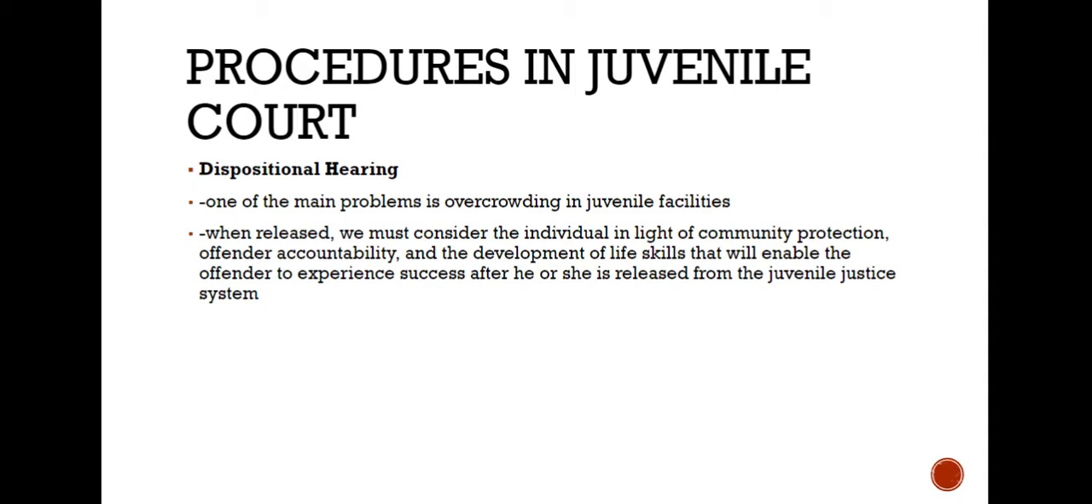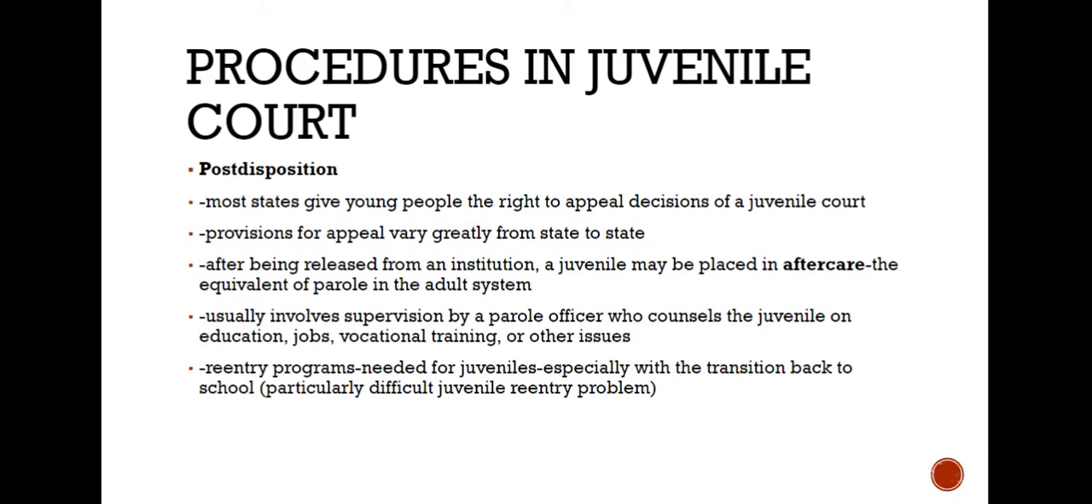Now, we had all these hearings, fact finding. We had the trial itself. We've had the dispositional hearing where we're dealing with punishment and things like that. Now we move into the post disposition period. Most states give young people the right to appeal decisions of a juvenile court, but that provision is going to vary greatly from state to state. So kids do get the ability to appeal decisions made by juvenile court.